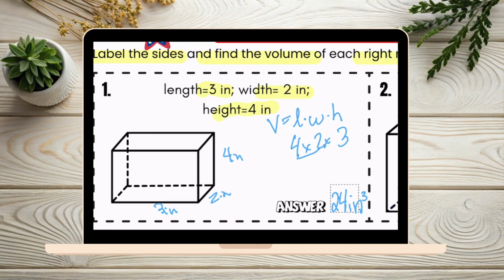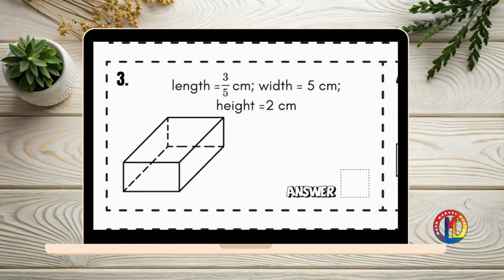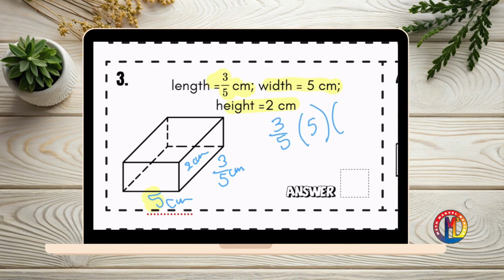Alright, for our next problem, we have the length is 3/5 centimeters, the width is 5 centimeters, and then the height is 2 centimeters. So we're going to label everything first, and we have 5 centimeters, 2 centimeters, and then 3/5 centimeters. Okay, and remember we can multiply in whatever order we want. I'm going to do 3/5 times 5 times 2.